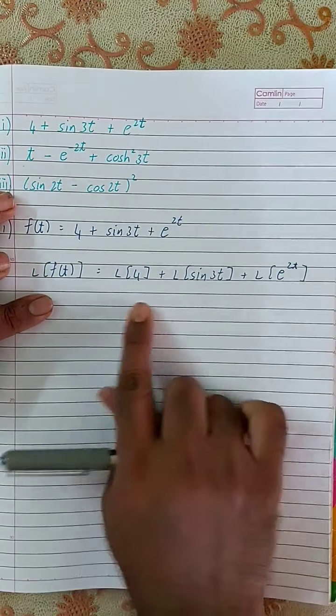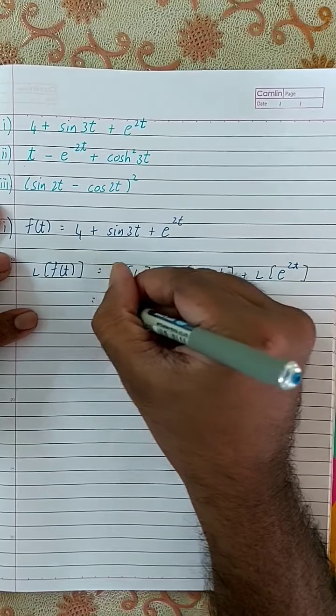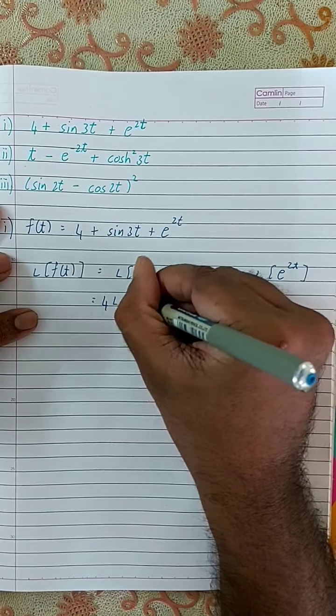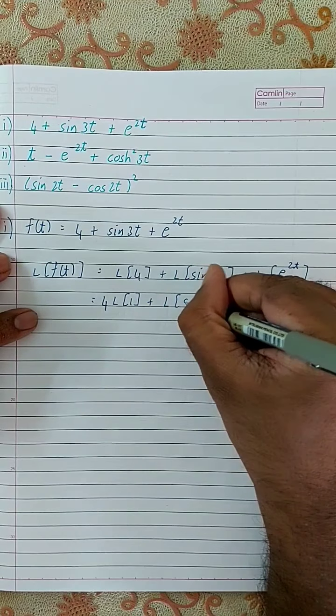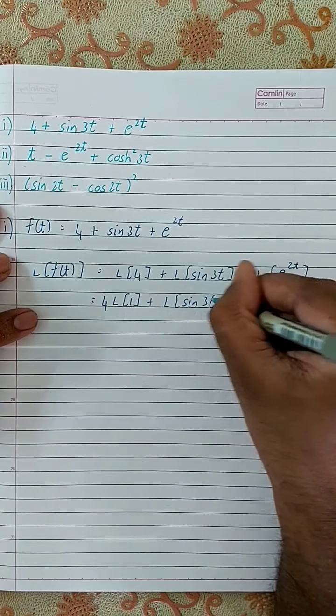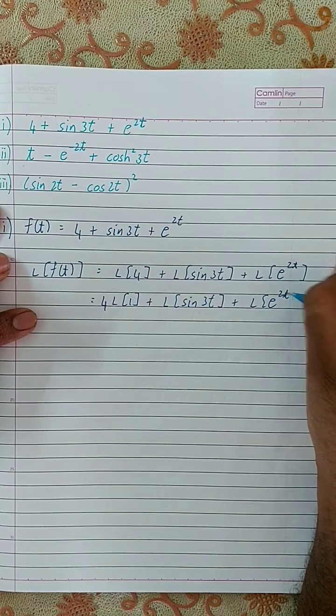See, this is called the linearity property, right? So here 4 is a constant, so I can take it outside. This is nothing but 4 into the Laplace transform of 1, plus the Laplace transform of sine 3t, plus the Laplace transform of e raised to 2t, right?